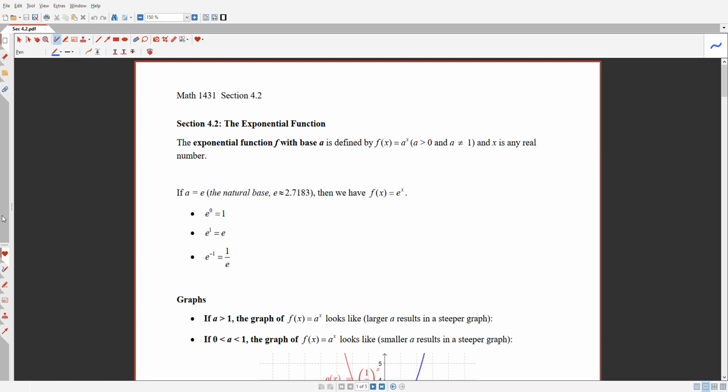Okay, so this set of notes is going to be about what we call section 4.2 in our textbook, and it's the exponential function.